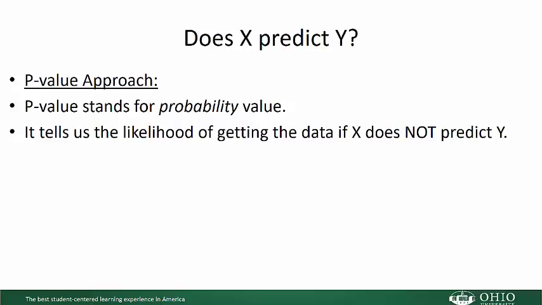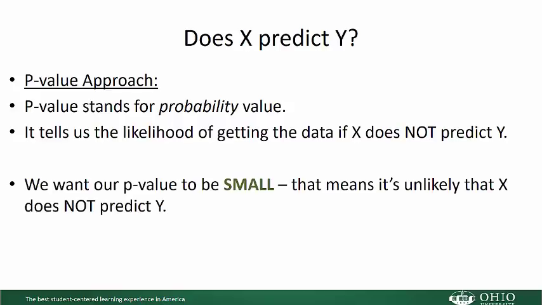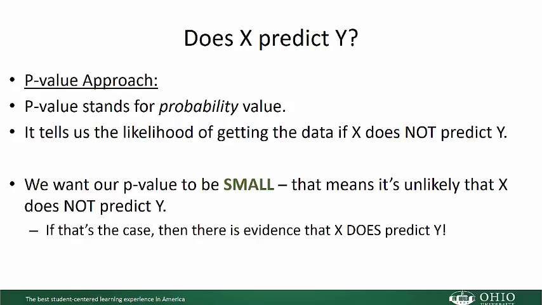If you remember from our example, the researcher had data regarding website hits and revenue from 30 restaurants. The p-value indicates the probability that the researcher would get the data if website hits have nothing to do with weekly revenue. Obviously, we want our p-value to be small. We think website hits actually predicts weekly revenue. So we want a small p-value because that means it would be unlikely that x doesn't predict y. If it's unlikely that x does not predict y, then there's evidence that x does predict y.